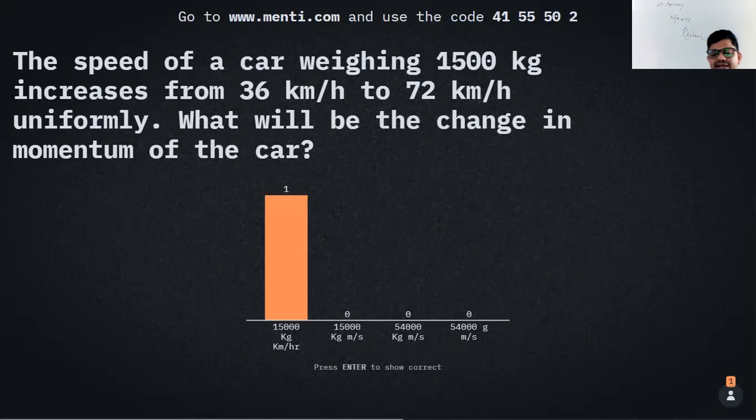Change in momentum means final momentum minus initial momentum. Final momentum will be mass into final velocity, and initial momentum, mass into initial velocity. After that, subtracting both, final momentum minus initial momentum, you will get the change in momentum.